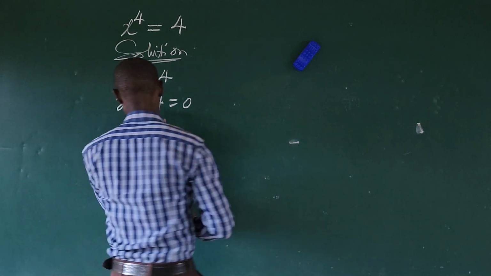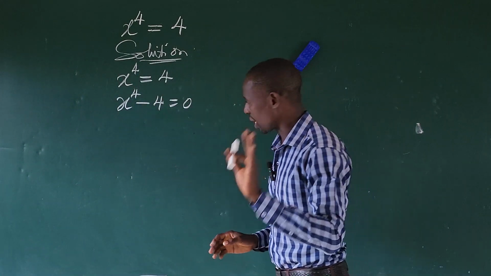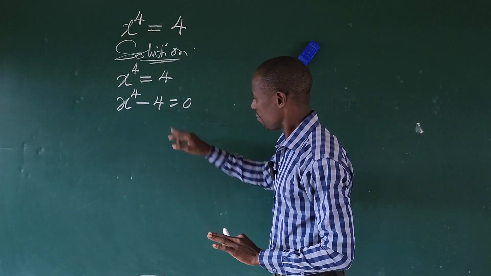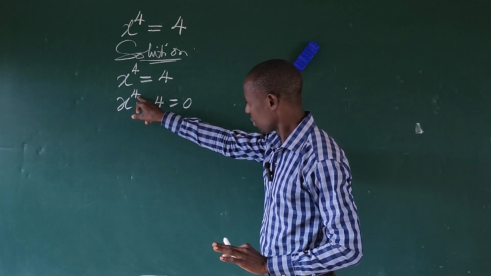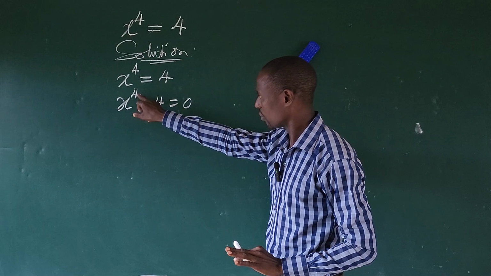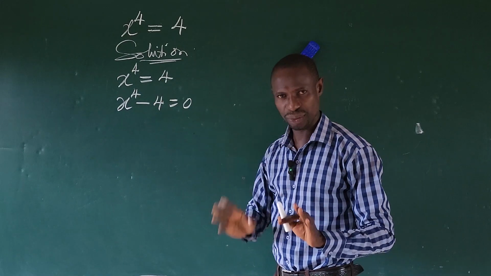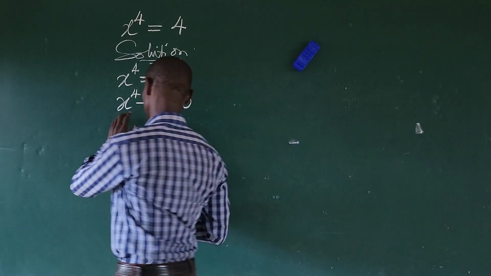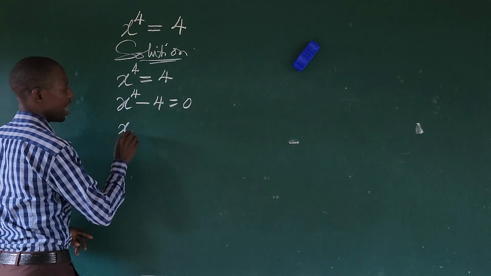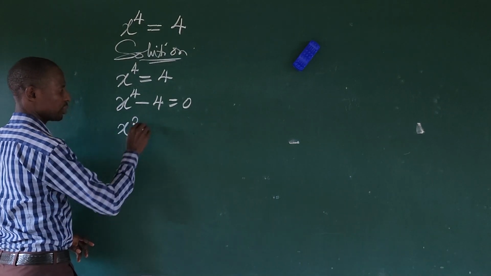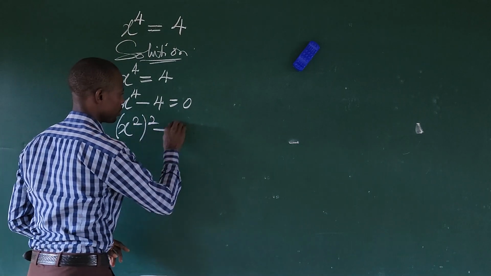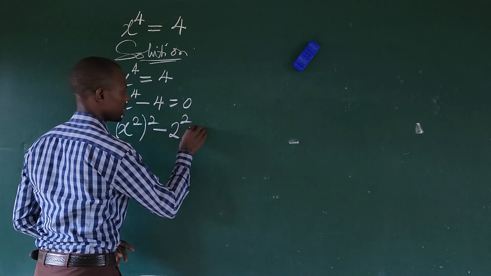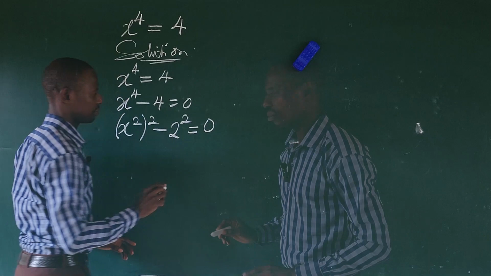Then here we are having 4. So we just have to rewrite this 4. 4 can be written as 2 to the power of 2. Again, we have for here this exponent, which is 4, so can be written as 2 times 2. Okay, so rewriting this, we're going to have here x to the power of 2, bracket 2, then minus 2 to the power of 2 equal to 0.